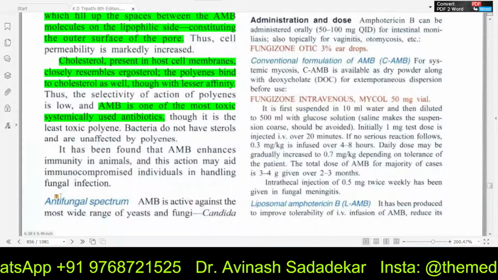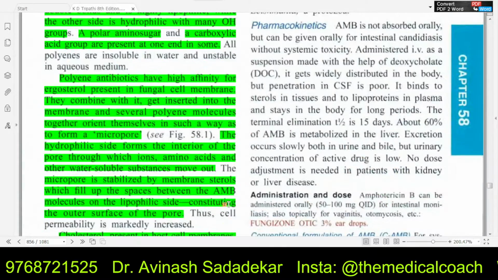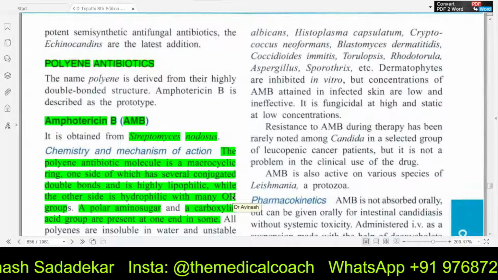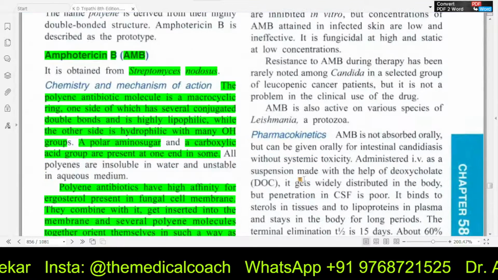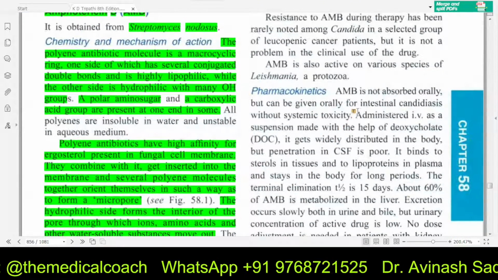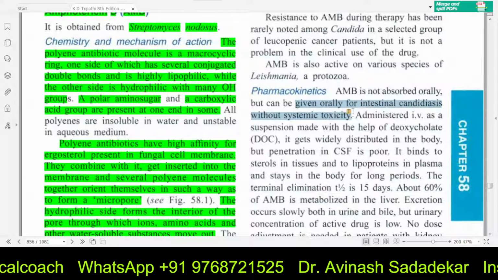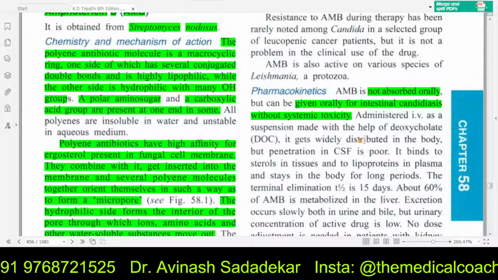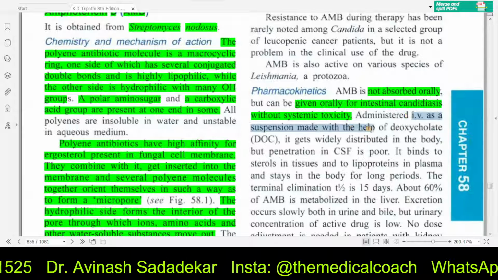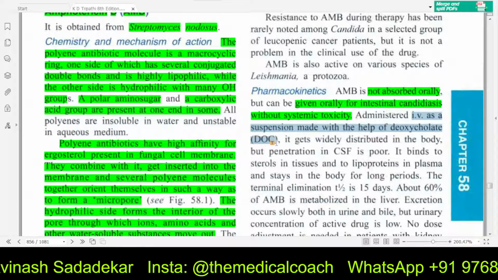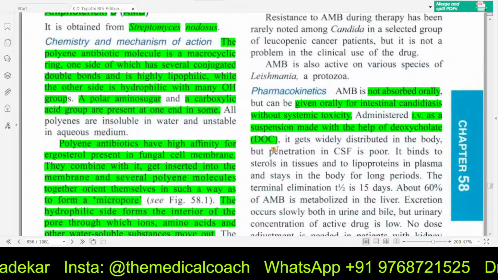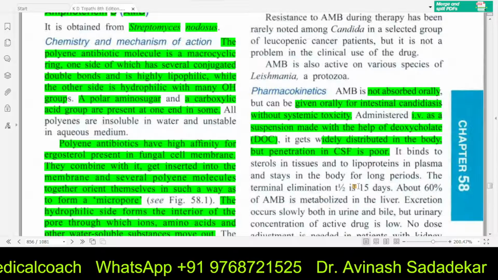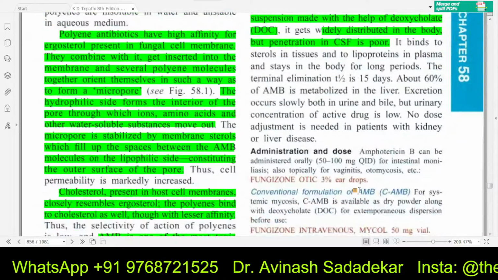The next thing that you have to do is antifungal spectrum, where I gave you the mnemonic ABC Rohit Sharma. You can just enumerate that. That would help you a lot. And the pharmacokinetics, I already spoke about how you can give it orally. Because it's not absorbed orally, you can give it for candidiasis without any systemic toxicity. And IV suspension with deoxycholate. DOC is deoxycholate, not drug of choice. It's widely distributed in the body, but it does not cross the CSF. At least that much you should remember, please.